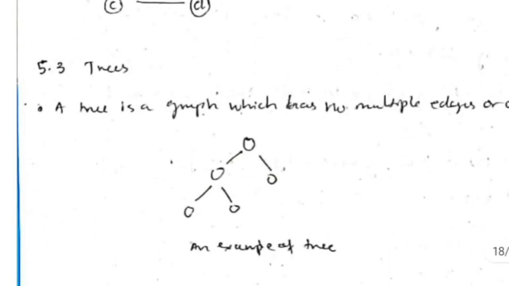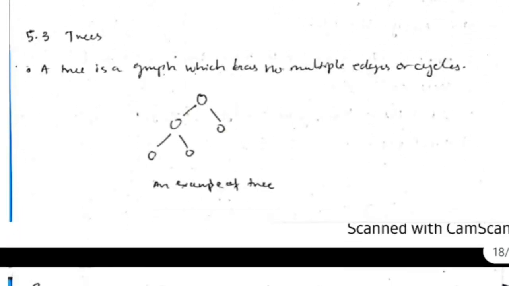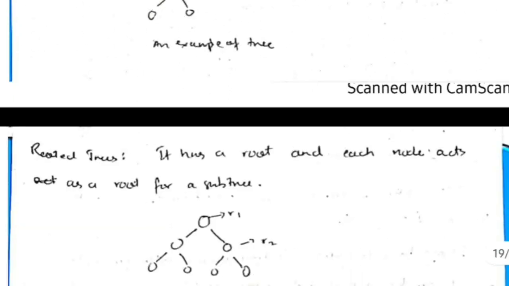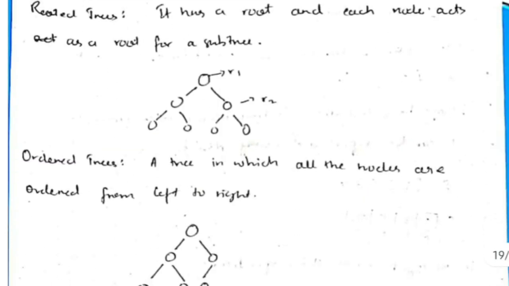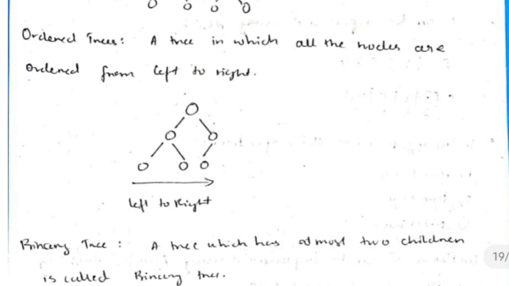Okay, coming to trees. A tree is the same as a graph, but it has no multiple edges or cycles. It moves in the downward direction. We have a few types. First one is rooted tree. Rooted tree means each of the nodes can act as a root for other subtrees. And ordered trees means the nodes will be added from left to right. First this will be added, then this, and in this order it will keep on adding.